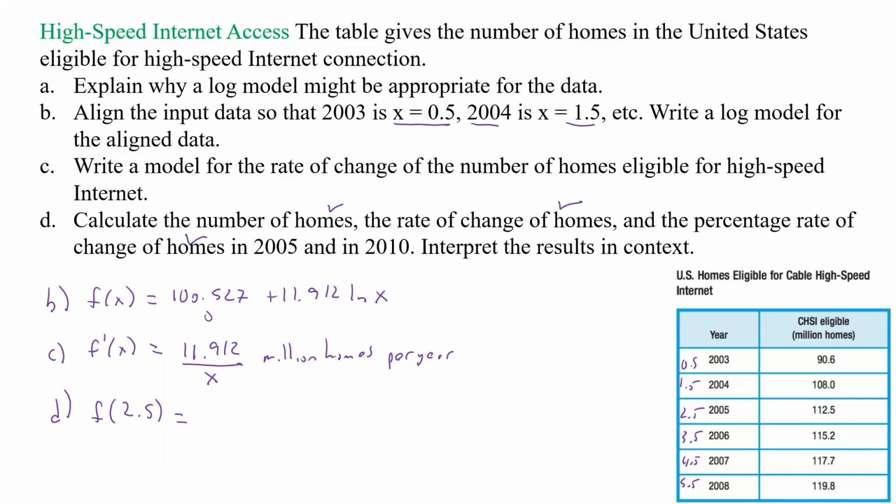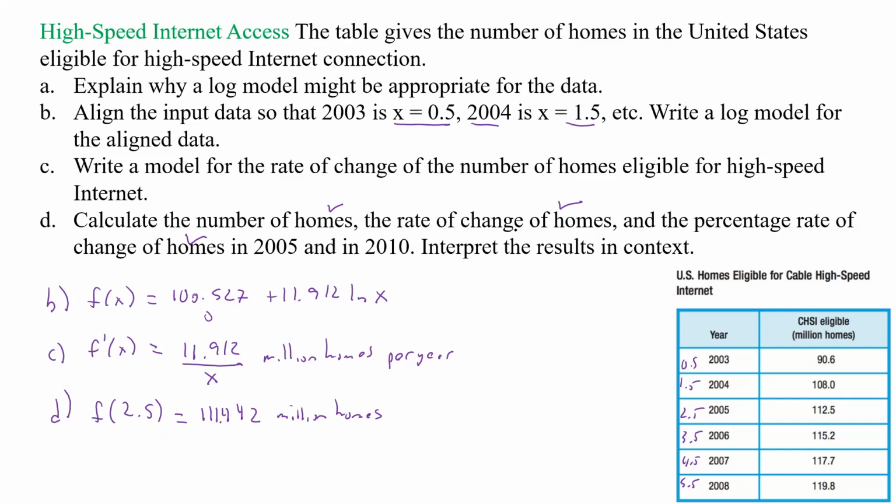And so we have 100.527 plus 11.912 ln of 2.5, and that gives us 111.442. Okay, and that's going to be million homes.